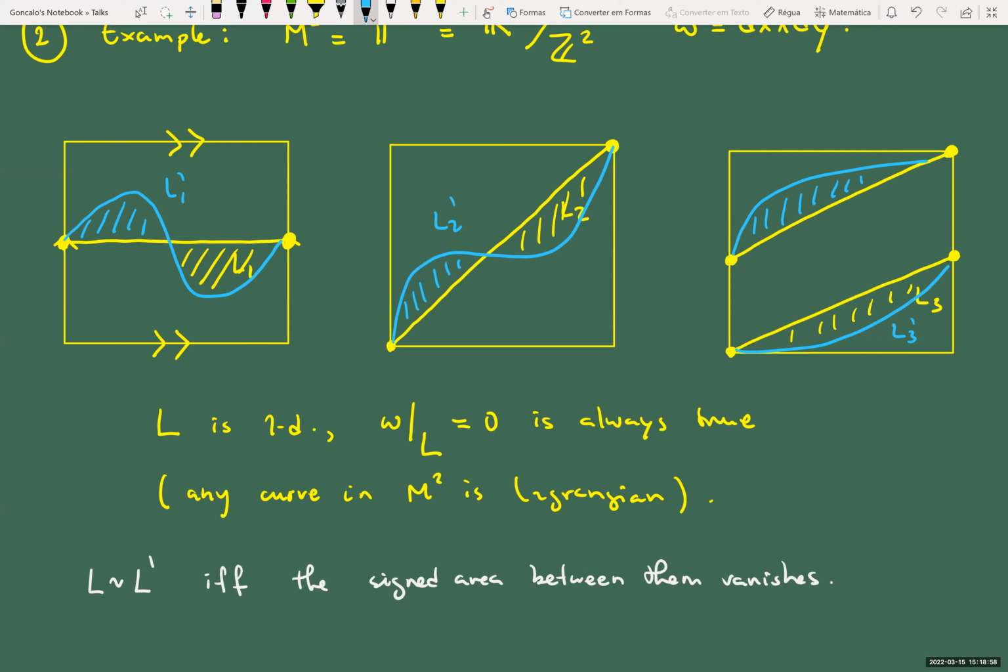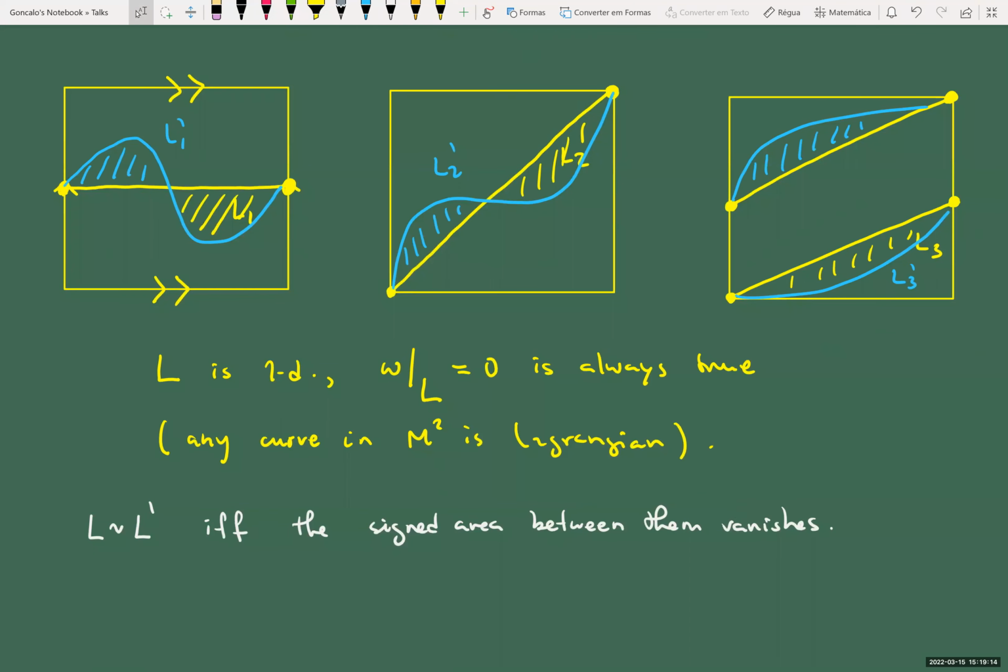And now, in each of these pictures, you have examples of 2 different Lagrangians that are in the same Hamiltonian isotopic class. So which one is the best representative in each case? And the answer that I want to motivate is that the best representatives are the straight lines.